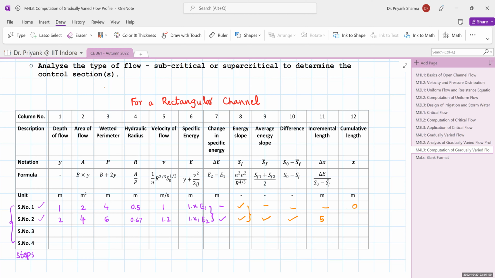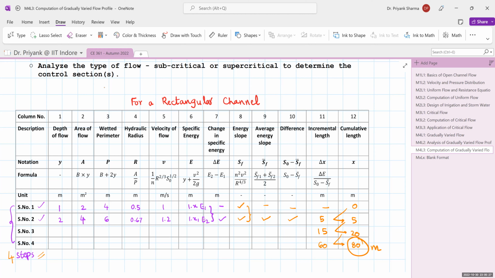So here what you will do, you will do cumulative. So 0 plus 5 is 5. So after all the computations, here it comes out to be 15. So you will add 5 plus 15 is equal to 20. And let us say here it comes out to be 60. So 60 plus 20, and that comes out to be 80. So you are doing only 3 steps. Okay, so you are 4 steps. Sorry, you are doing total 4 steps. And whatever the value you get here, this is the length of your GVF profile. So it is 80 meter in a given problem.